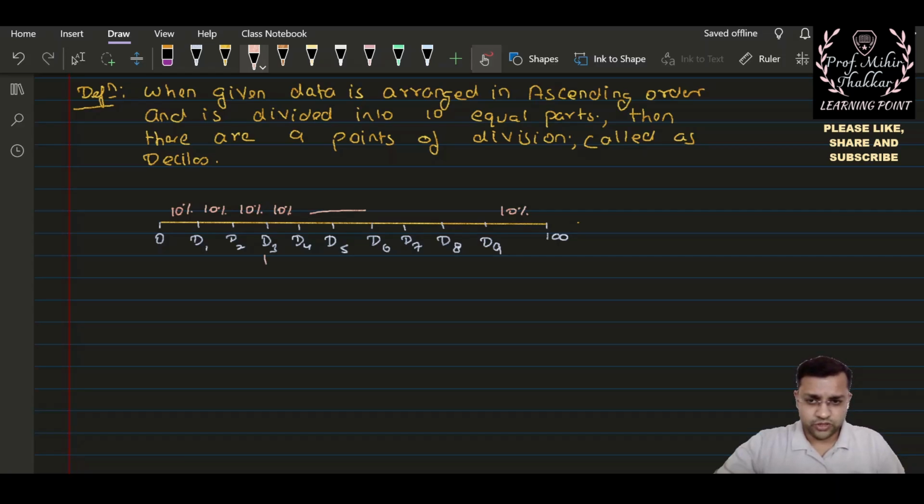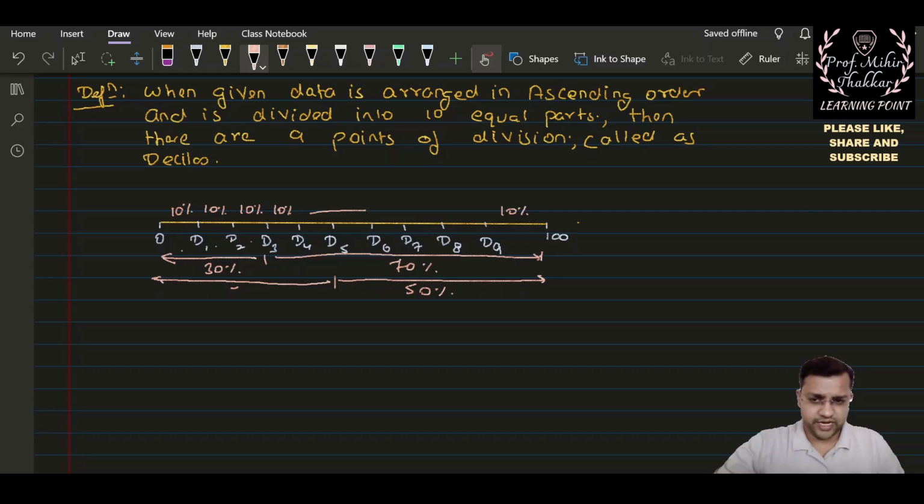So if you observe, below D3 there is 10, 10 and 10, that is 30% of the data. Above D3 there are 7 equal parts, so it consists of 70% of the total data. If you talk about D5, it is dividing the data into 50% to the left of D5 and 50% to the right of D5. Therefore guys, the D5 value also corresponds to the value of the median, as it is also dividing the data into two equal parts.